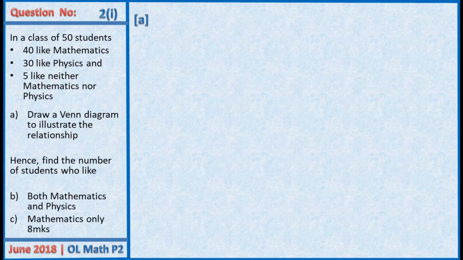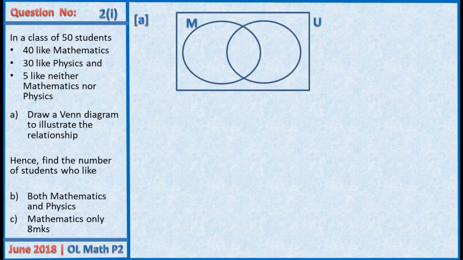Question 2. In a class of 50 students, 40 like math, 30 like physics, and 5 like neither math nor physics. A. Draw a Venn diagram to illustrate this relationship. So we have our universal set, that's the math set, and that's the physics set. It's advisable to always start from the center. The center here is the intersection. But the question has not given us the number of students who like both math and physics. So we are going to assign a value of x to it.